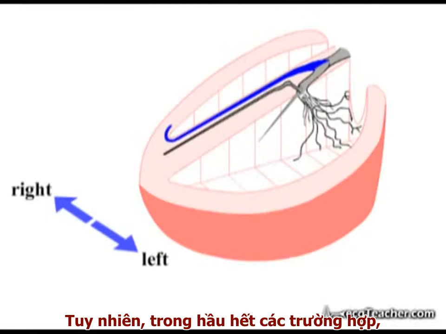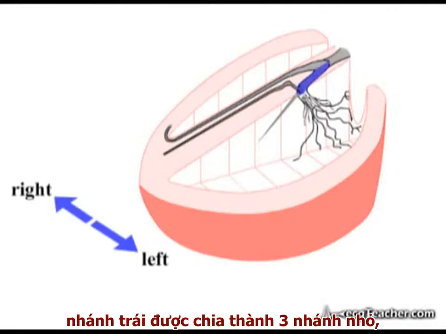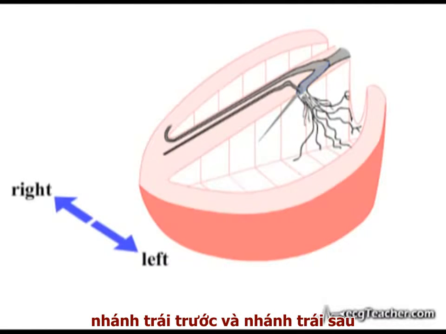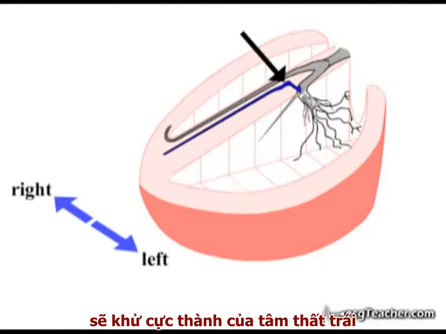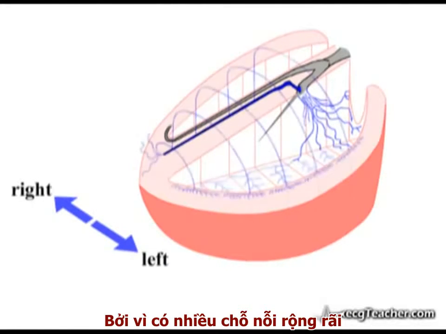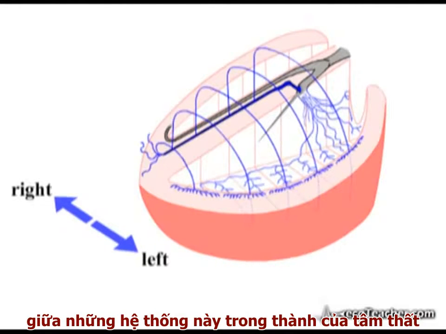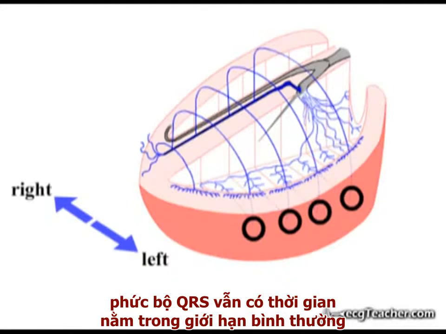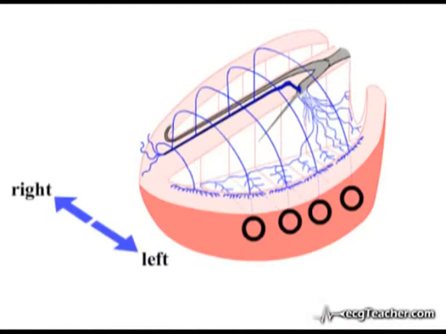However, in the majority of individuals, the left bundle branch divides into three peripheral branches or fascicles. The two major subdivisions of the left bundle branch, the left anterior fascicle and the left posterior fascicle, depolarize the walls of the left ventricle. Because of extensive anastomoses between these systems within the walls of the left ventricle, when one of these major branches is damaged, the QRS complex duration remains within the normal range.